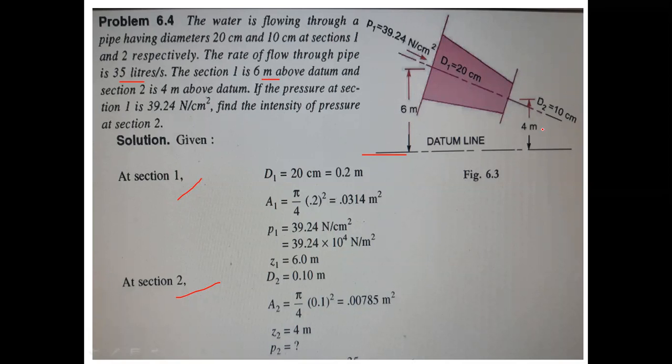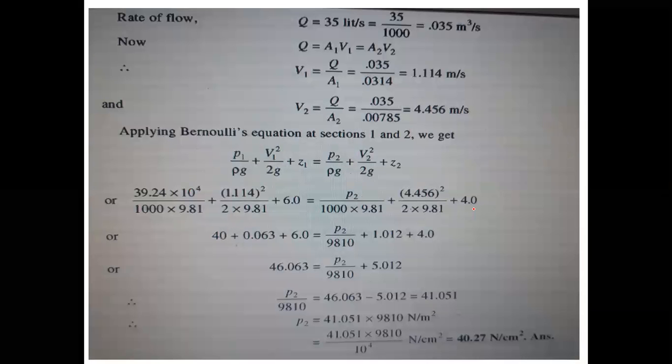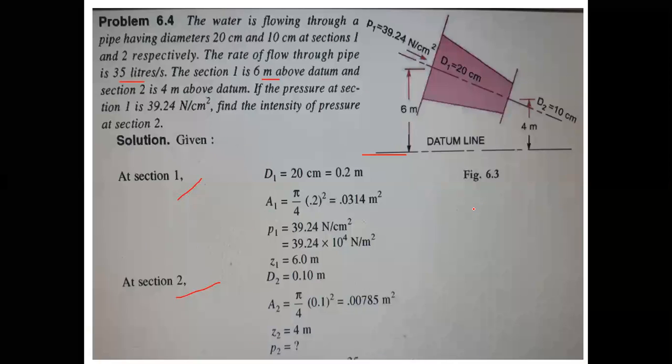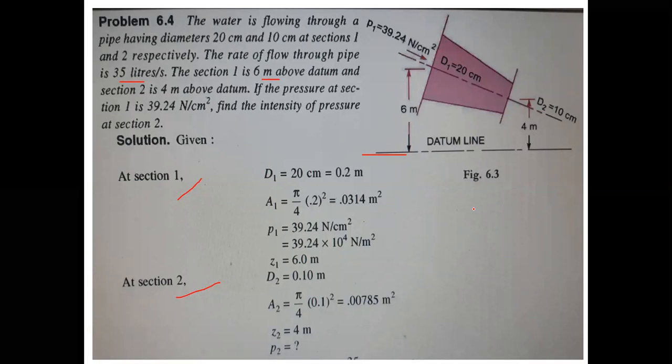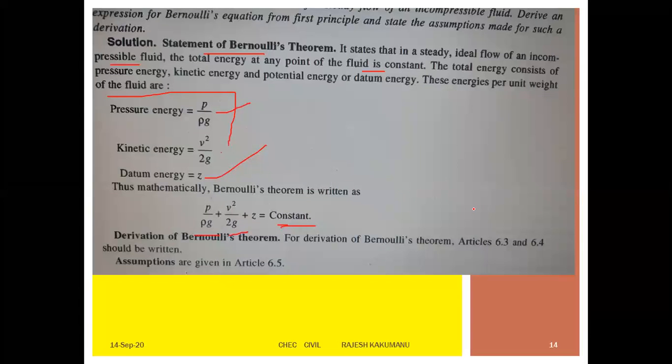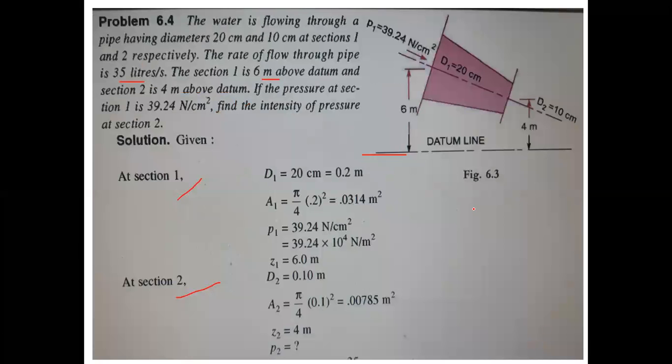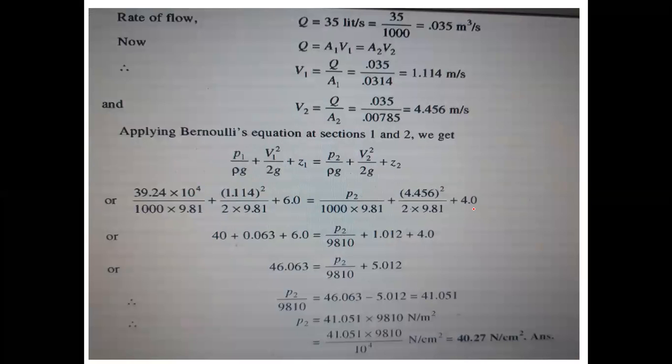What's the thing you have to find? The intensity of pressure at 2, that is P2. Now using the rate of flow, what is the rate of flow given? The rate of flow through pipe Q is equals to 35 liters per second. Therefore, 35 liters కాబట్టి 35 by 1000, 0.035 meter cube per second.